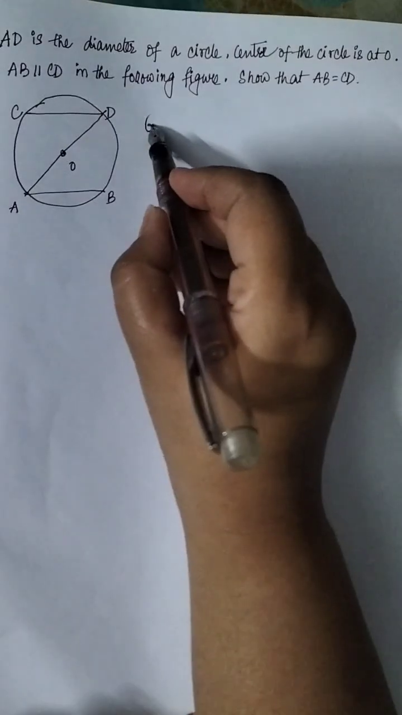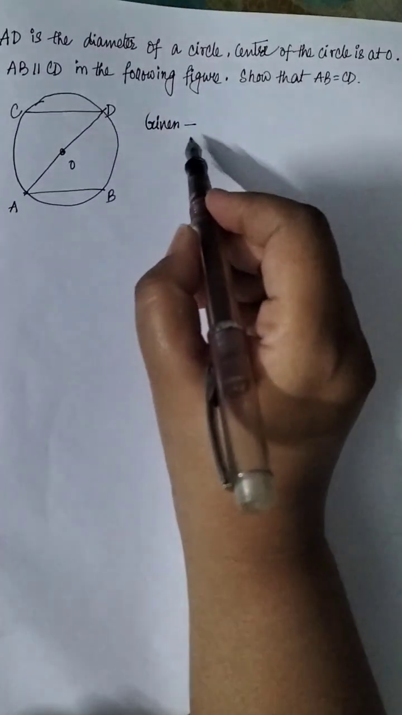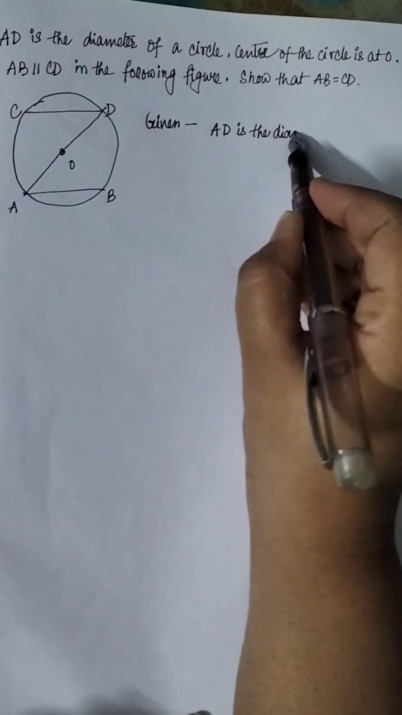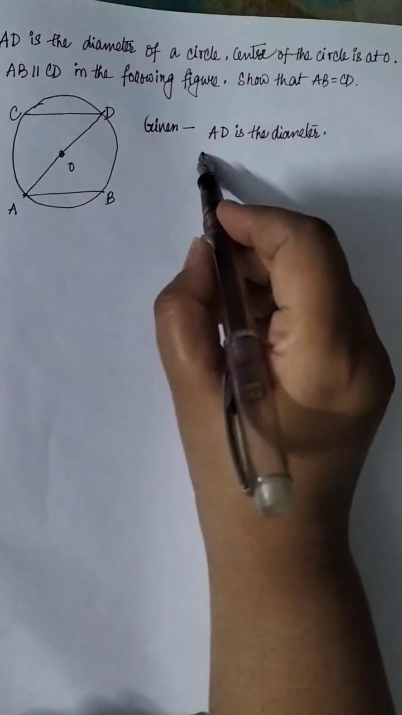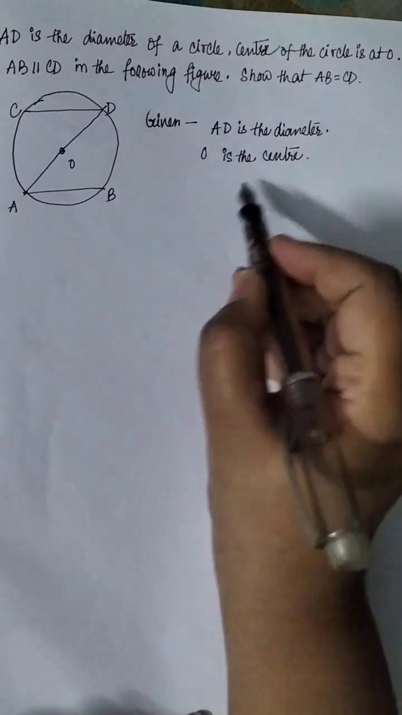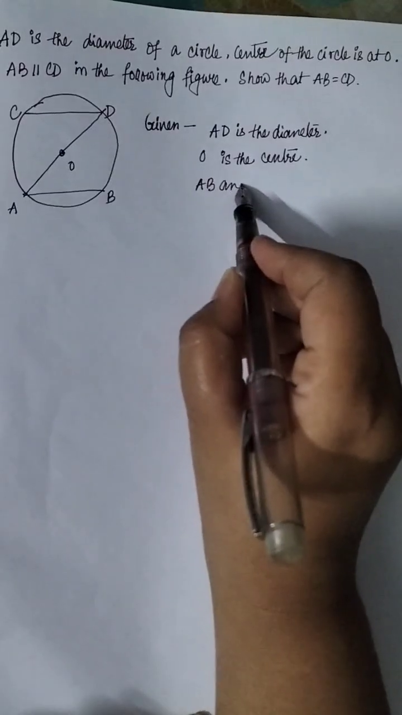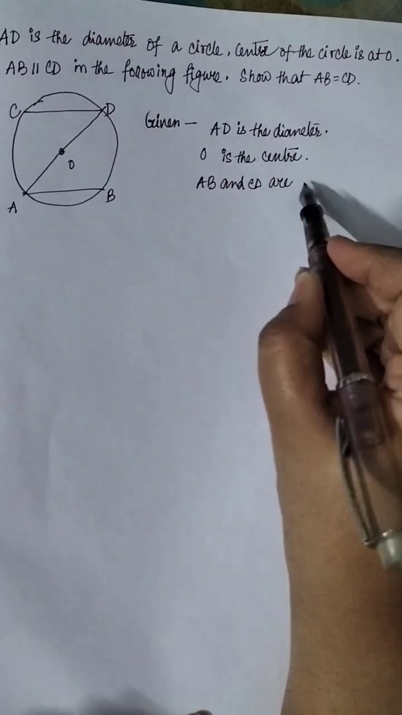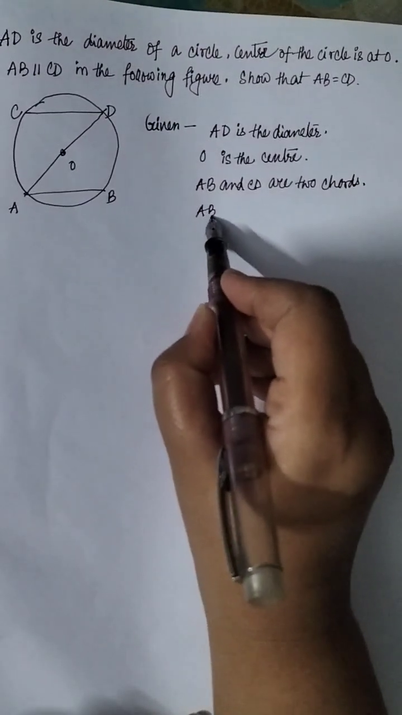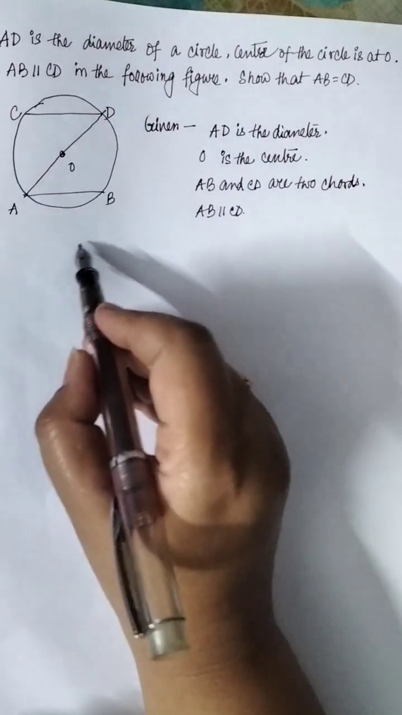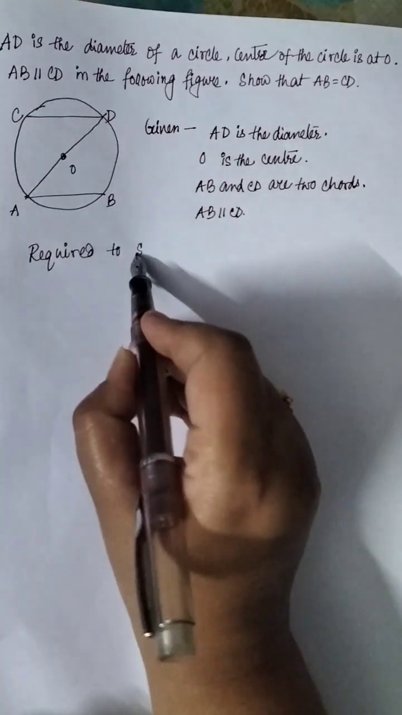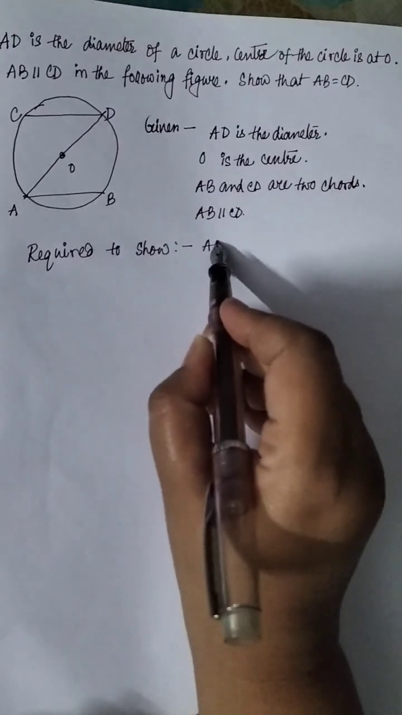So here given, first of all, AD is the diameter, O is the center, AB and CD are two chords where AB parallel to CD. Required to show AB equal to CD.